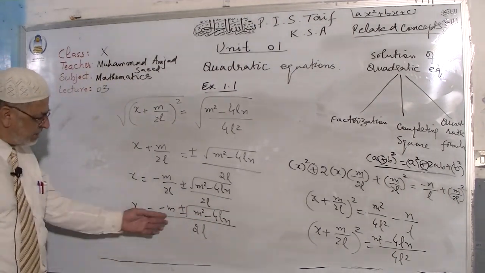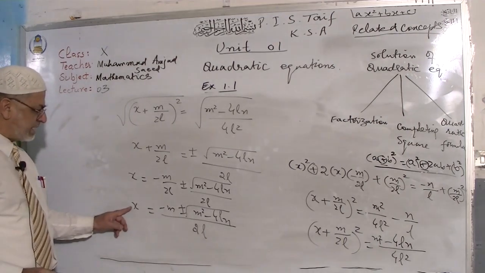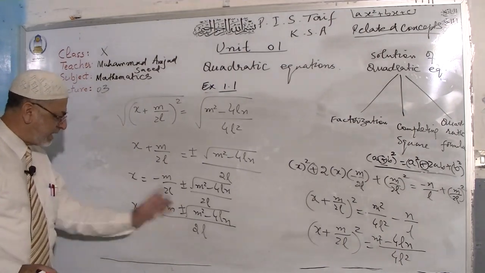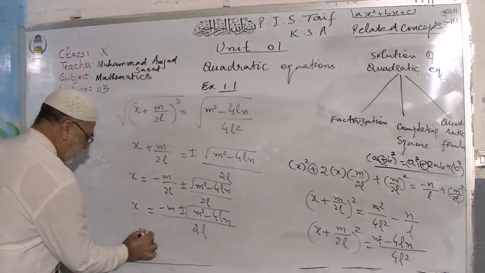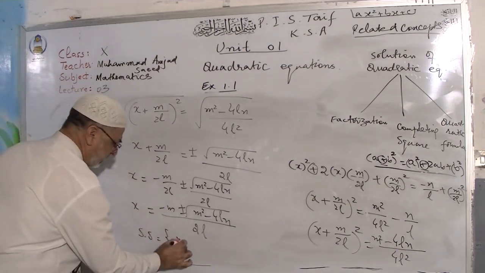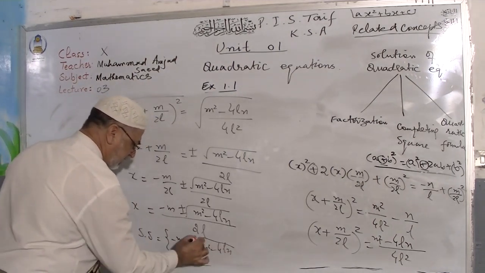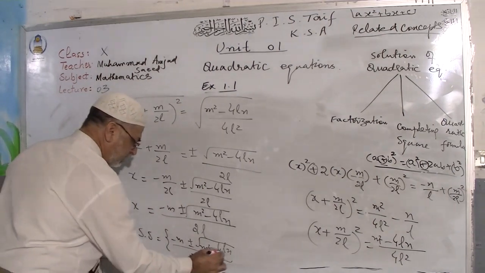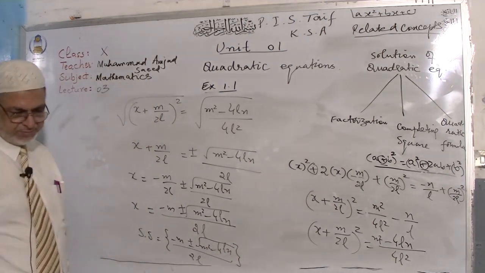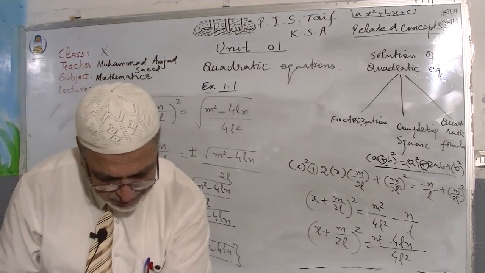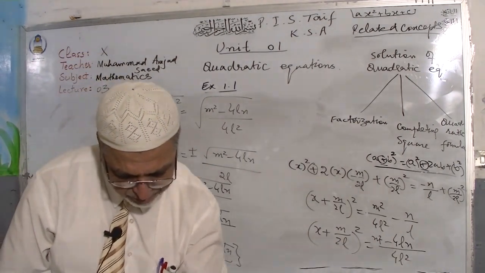Dear students, this is your value of x. Actually, these are two values of x, one with positive sign, other with negative sign. So your solution set is minus m plus minus square root of m square minus 4ln, over 2l. That is your answer. I hope that you understood this question.